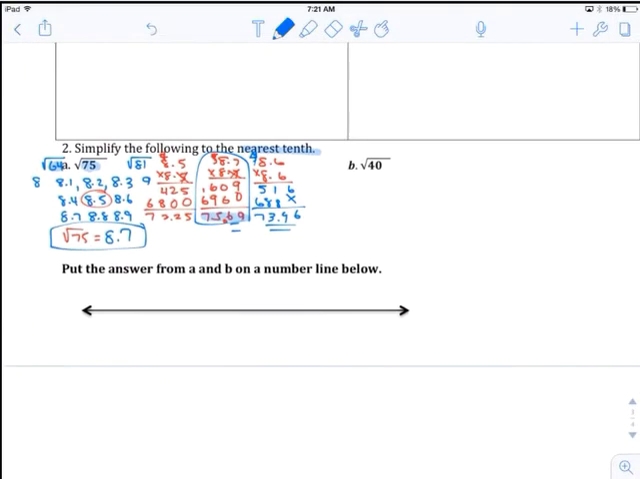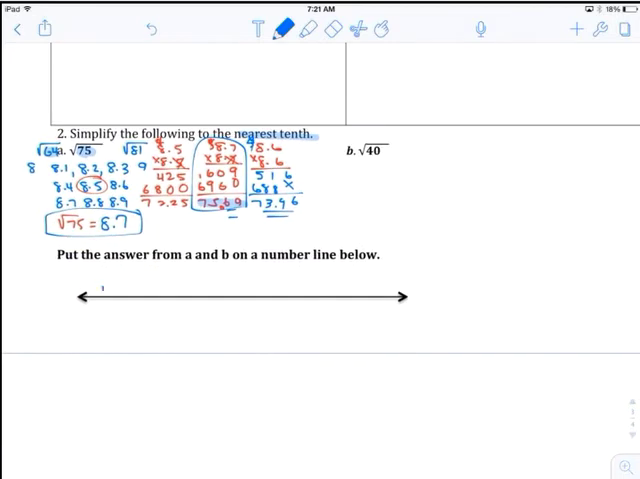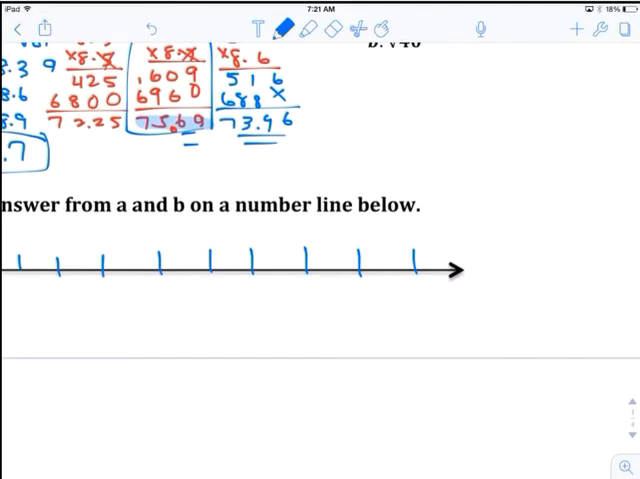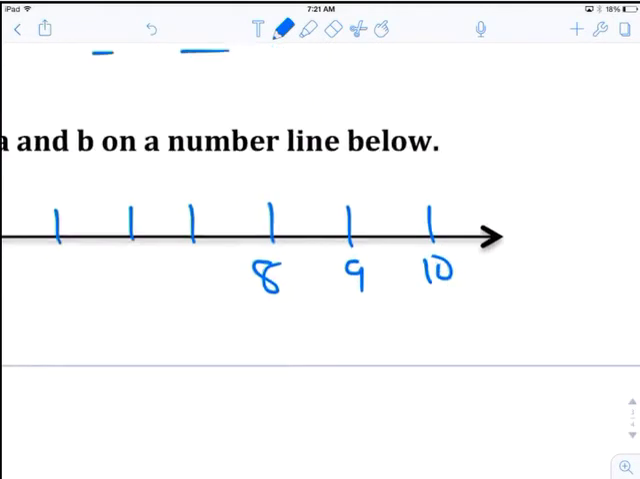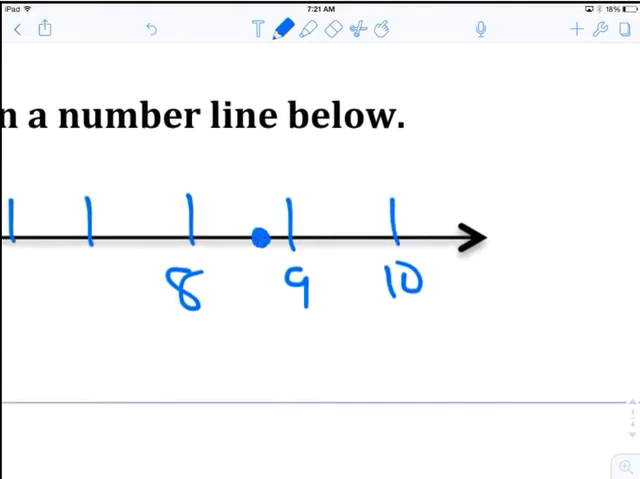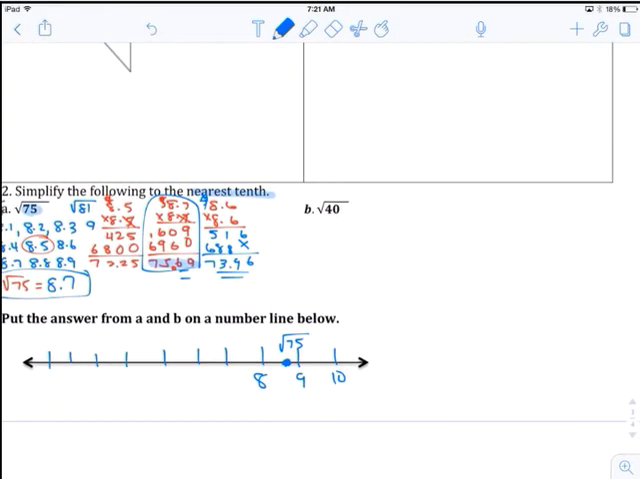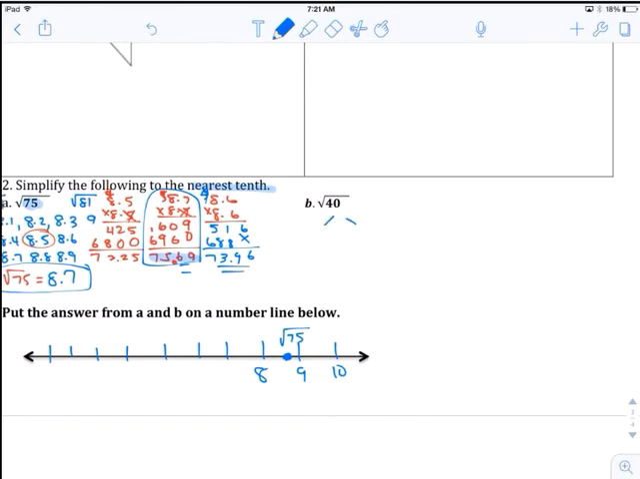And same here. And then you put it on the number line. I told you to number it 1 through 10, right? 2, 3, 4, 5, 6, 7, 8, 9, 10. Okay, there's 10, 9, 8. Well, 8.7 is about right there. That's the square root of 75. Estimate. And then do this same thing and put it on the number line.